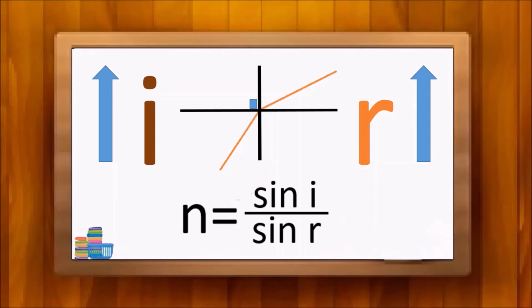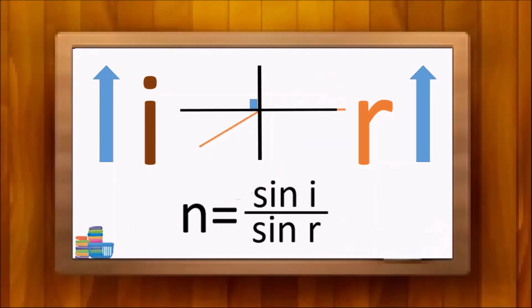Why? N equals sin I over sin R. Both I and R can't exceed 90 degrees. Between 0 and 90 degrees, the sine function increases along with the angle. So the greater the I, the greater the R should be. Finally, at one stage while increasing, R becomes 90 degrees. At this stage, the light ray travels along the interface.